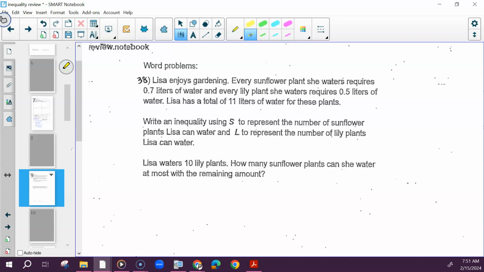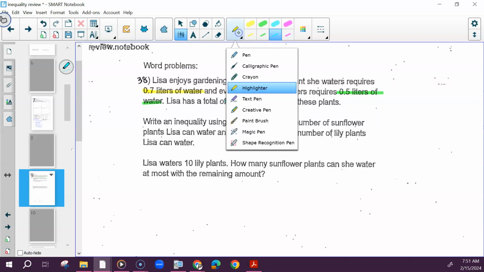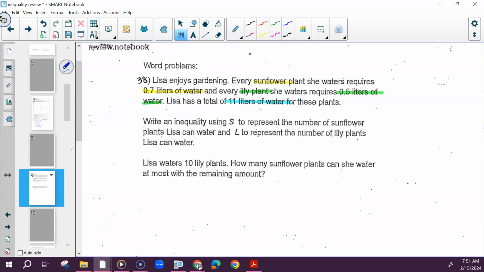Right. Lisa enjoys gardening. Every sunflower plant she waters requires 0.7 liters of water. And every lily plant she waters requires 0.5 liters of water. She has a total of 11 liters of water for these plants. Write an inequality using S to represent the number of sunflower plants that she can water, and L to represent the number of lily plants that she can water.